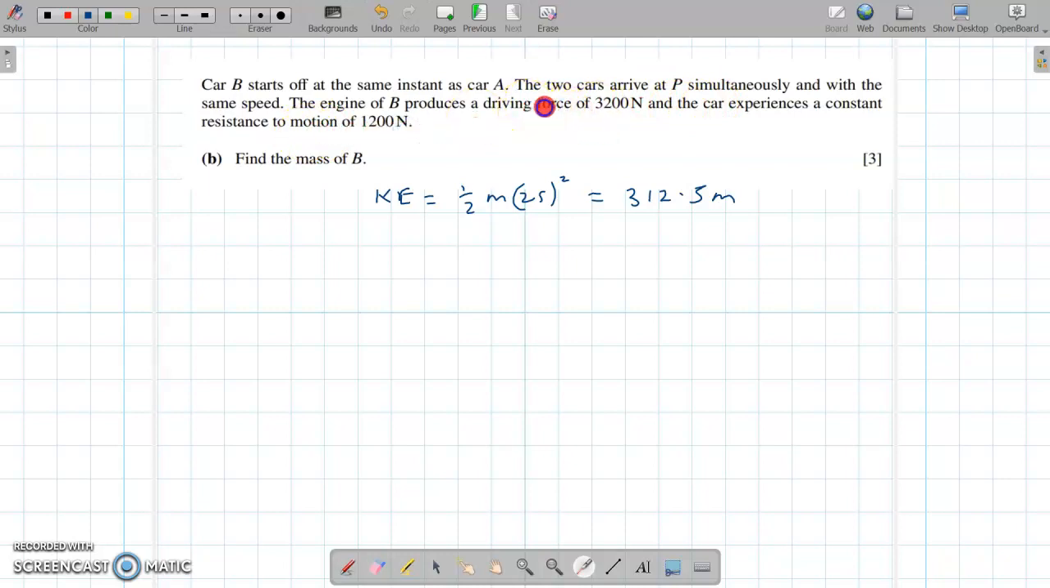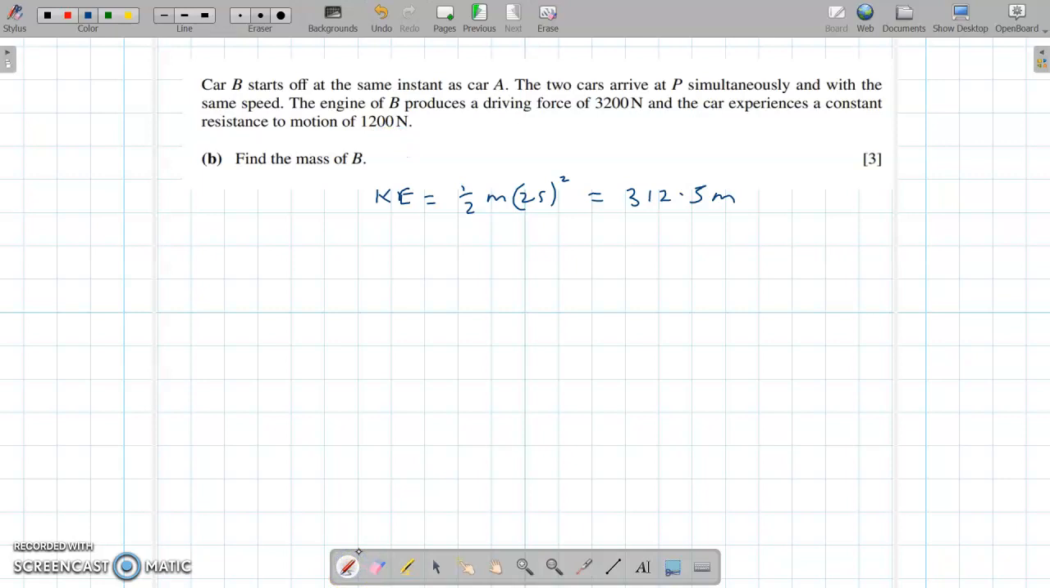So the work done, not the driving force, the work done by the engine minus the work done by the resistance equals 312.5 m. Well, we can work out the work done by the driving force because we've got the driving force and we've got the distance. Work done is force times 100. And then the work done against resistance is force, 1200, times distance.